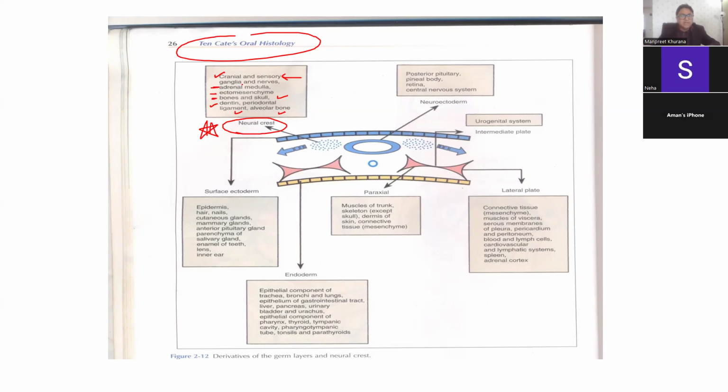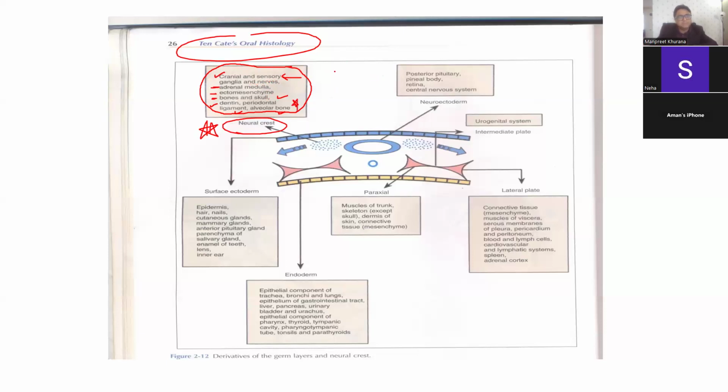Okay. So cranial and sensory ganglia and nerves, adrenal medulla, ectomesenchyme, bones and skull, dentine, periodontal ligament, and alveolar bone. Always remember all of these. This is very, very important. Now, what structures of the tooth are developed from neural crest cells, Neha? PDL, dentine, alveolar bone. Very nice. So PDL, dentine, and alveolar bone are derived from the neural crest cells.